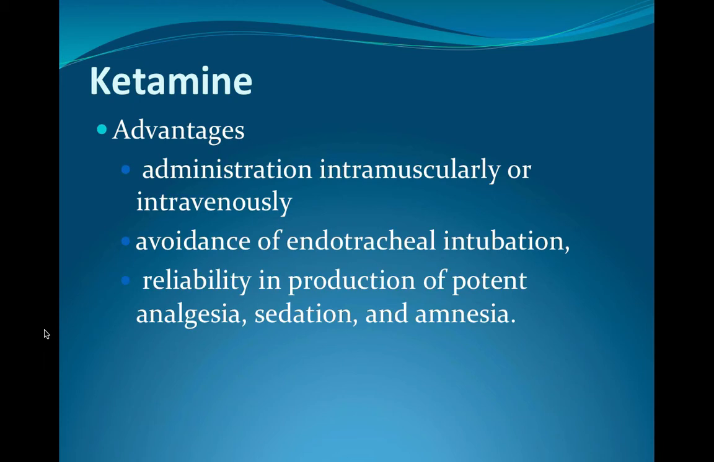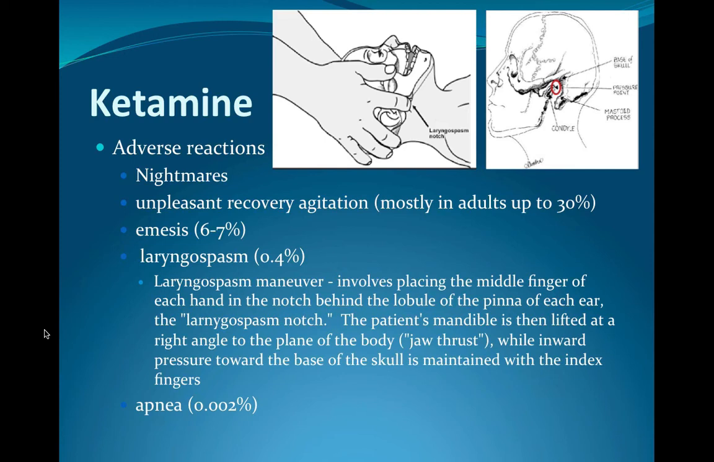Adverse reactions, nightmares. The older children tend to have the nightmares upon emergence. So you're bringing them out, a teenager, sometimes a younger adult, and they start screaming about snakes or something else. Be aware of that. It's not a terrible thing. You can give them a little Ativan or Versed to prolong the recovery, and they usually do very, very well.